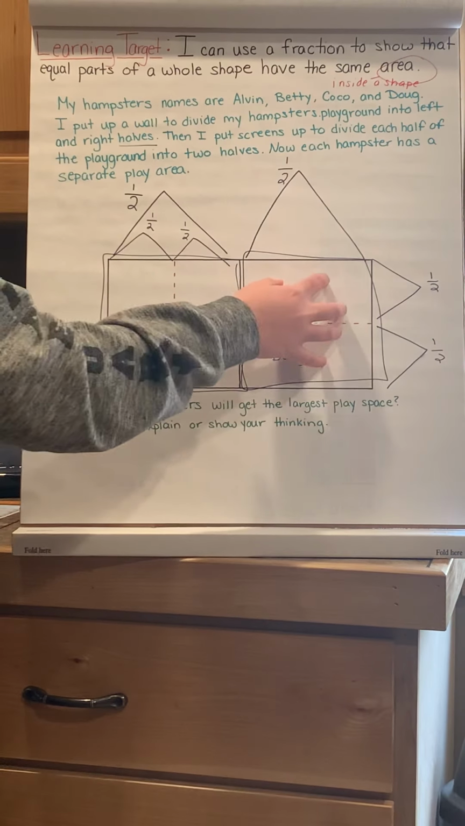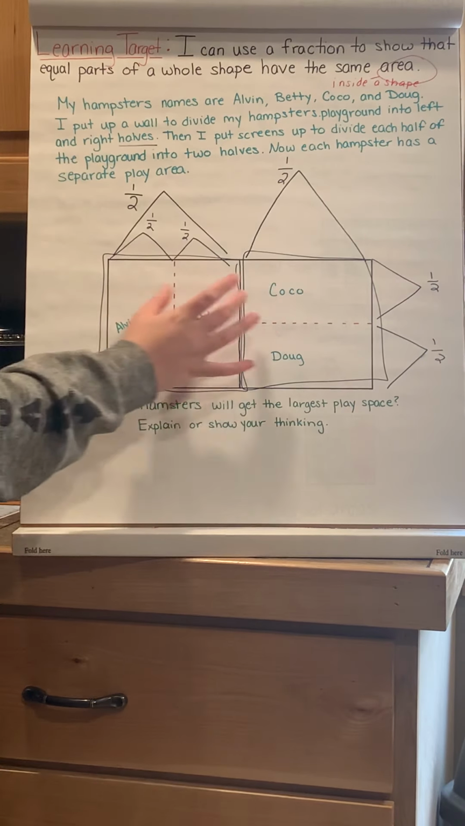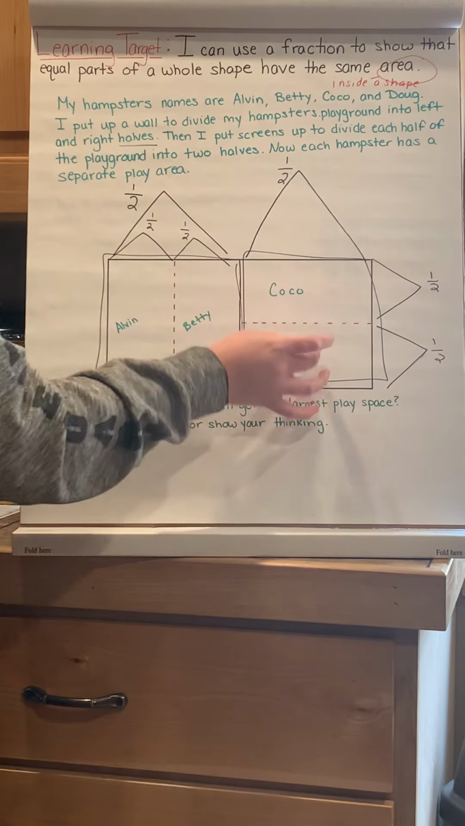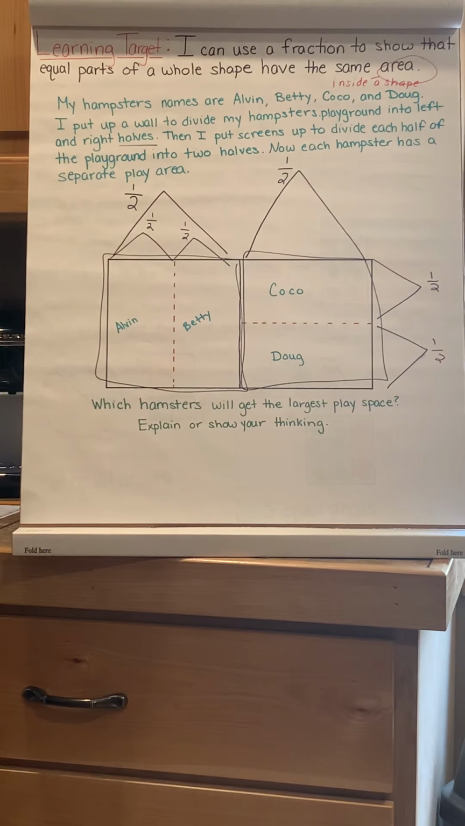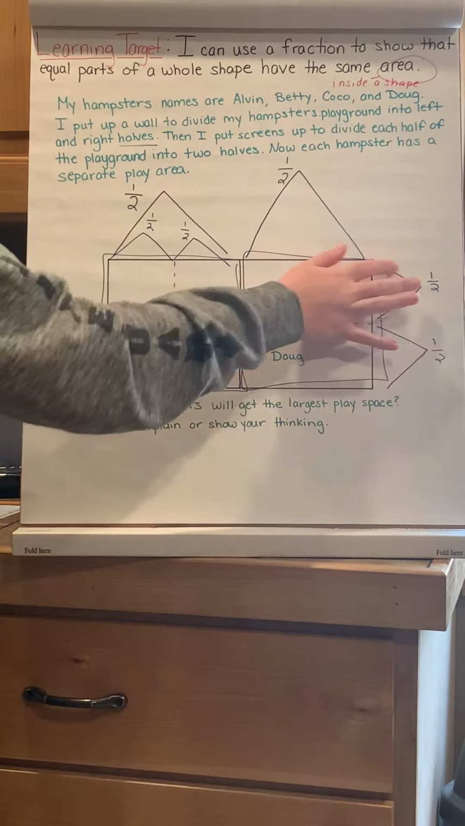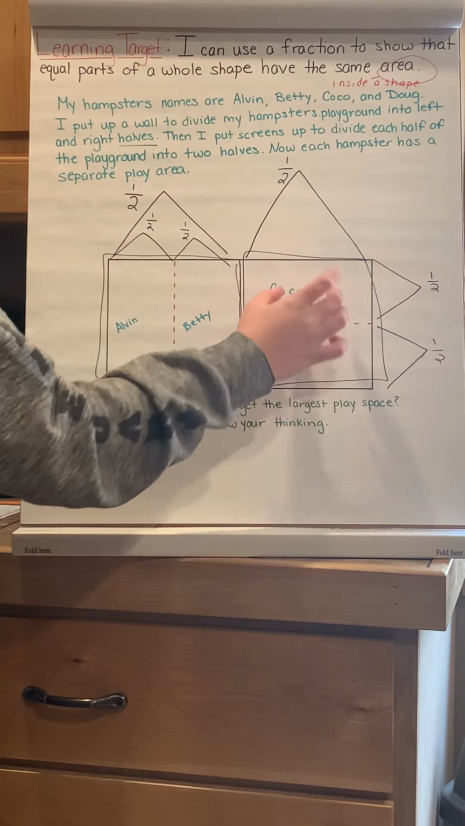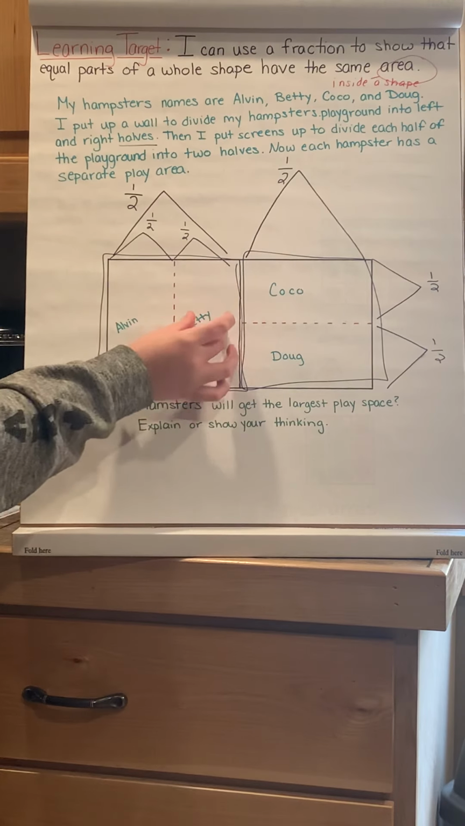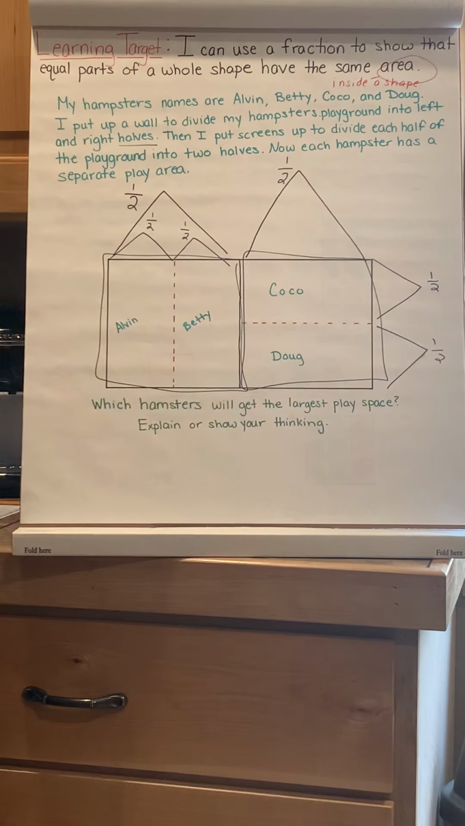So if I split it in half once, I have a half and a half, but then I know I also split it again in half. So what I'm thinking is because I keep splitting in half, all four of my parts are going to be equal. So our whole playground, how many equal pieces do we have in this playground? We have 1, 2, 3, 4.